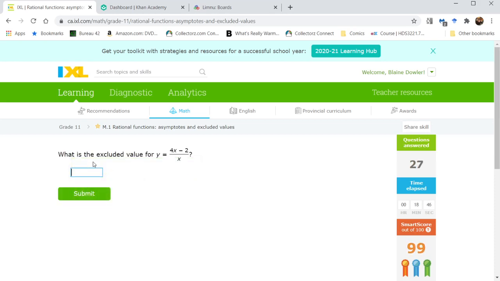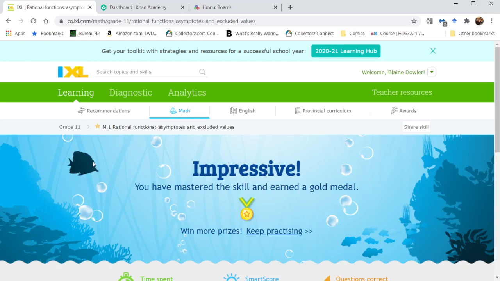And finally, this excluded value is where the denominator equals 0, at x equals 0. And that hits the mastery in only 28 questions. That concludes the homework discussion for topic 1.01.